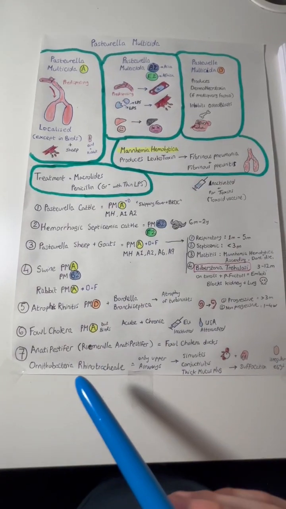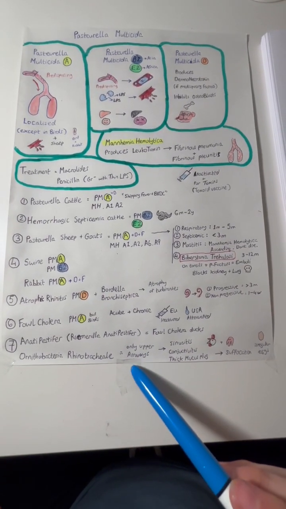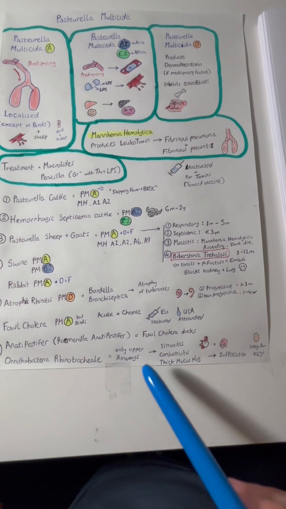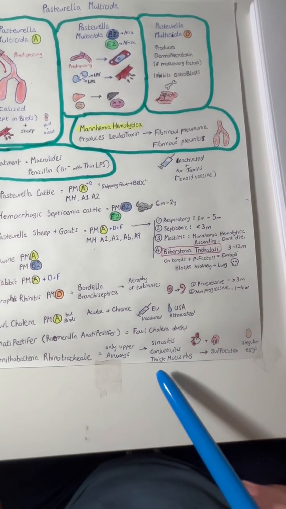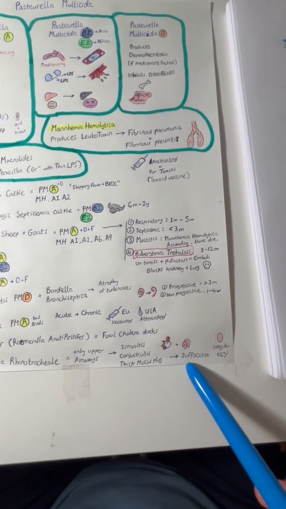And for Ornithobacterium rhinotracheale, it's only a disease of the upper airway tract. They need the predisposing factors, and then they get sinusitis, conjunctivitis, and then a thick mucus plug, and it causes suffocation and irregular eggs.